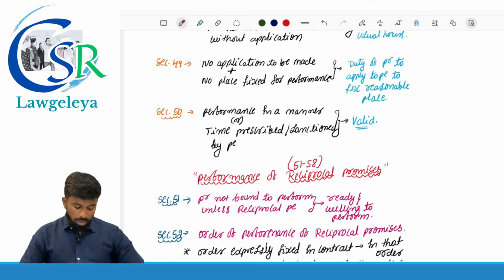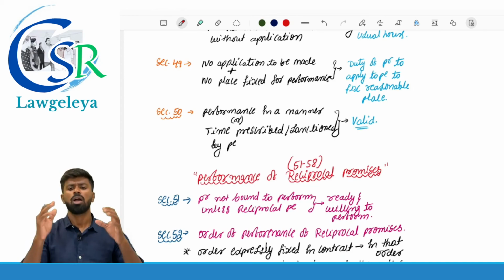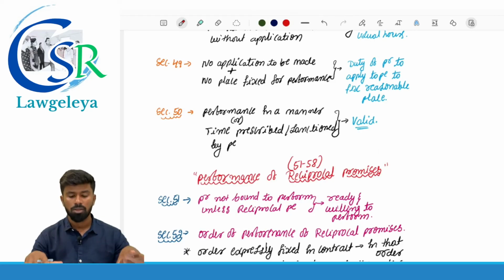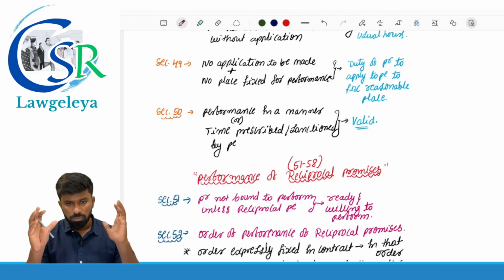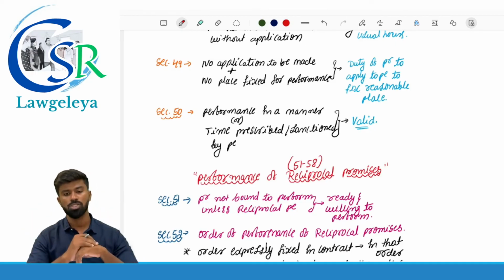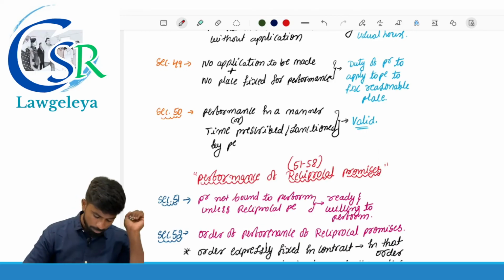Performance in a manner or at a time prescribed or sanctioned by the promisee. Any performance done in a manner accepted by the promisee or at a time prescribed by the promisee is valid even though it is not in accordance with the promise made, because a promise can be performed in any manner which is sanctioned by the promisee. That is considered a valid performance. Section numbers 46 to 50.